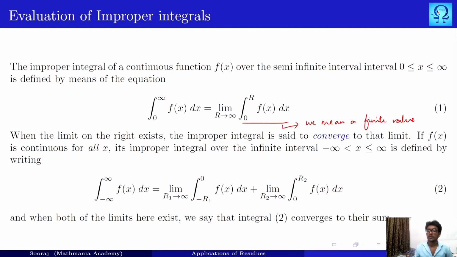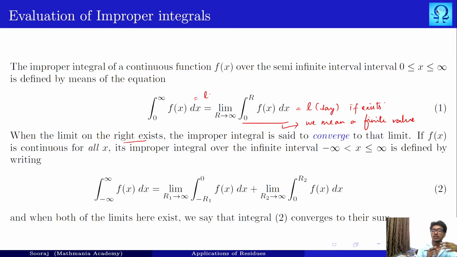Here with r we find some value, and when we make r go to infinity, that is when the limit on the right hand side exists. Here in equation 1 we have something, right? So when the limit on the right hand side exists, then we say the improper integral converges to the limit. Suppose it exists and is equal to L, then your integral value is also equal to that L. This is what we say: the improper Riemann integral is said to converge to the particular limit, right?